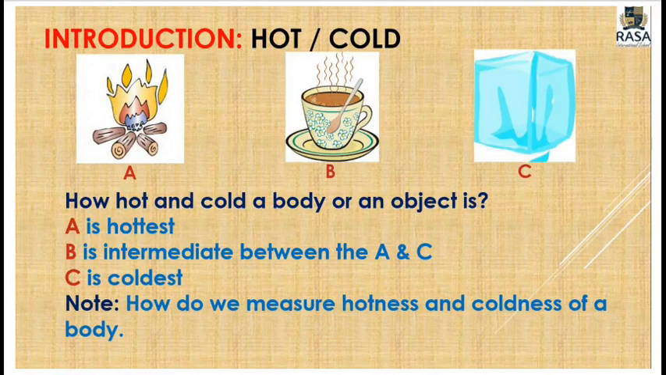Now note, how do we measure the hotness and coldness of an object or a body? That is very important. Otherwise for one object the other one is hot and for another object the same object might be cold. So to see this perspective we have to come to a solution where we are able to measure the heat of a body. That is, heat is a form of energy.